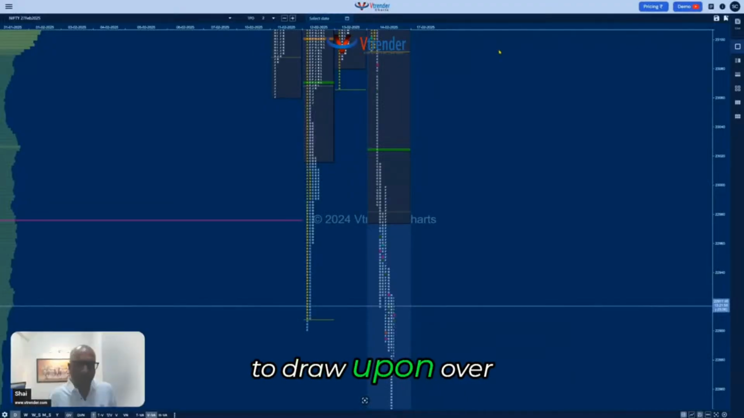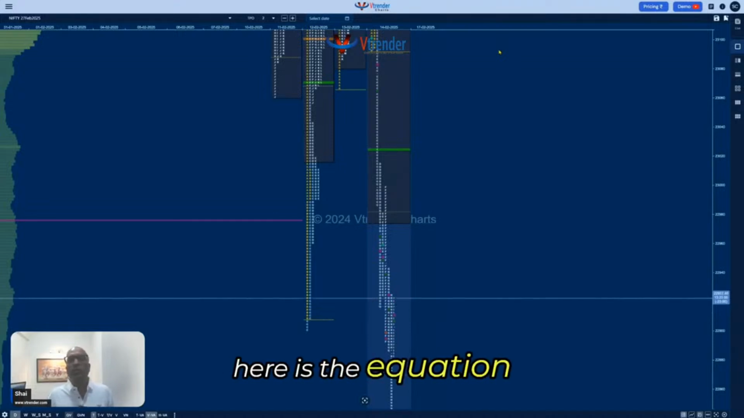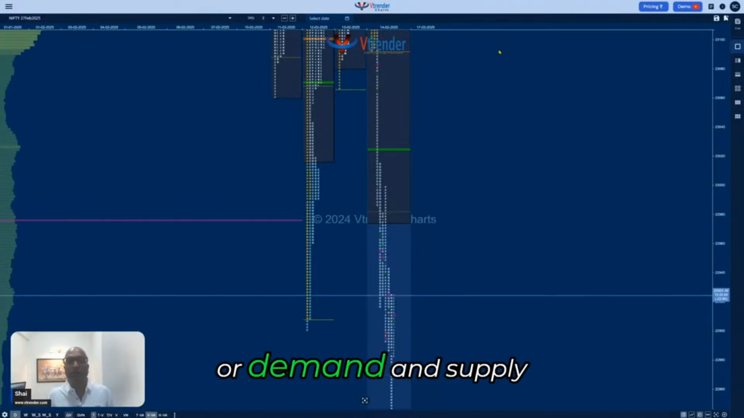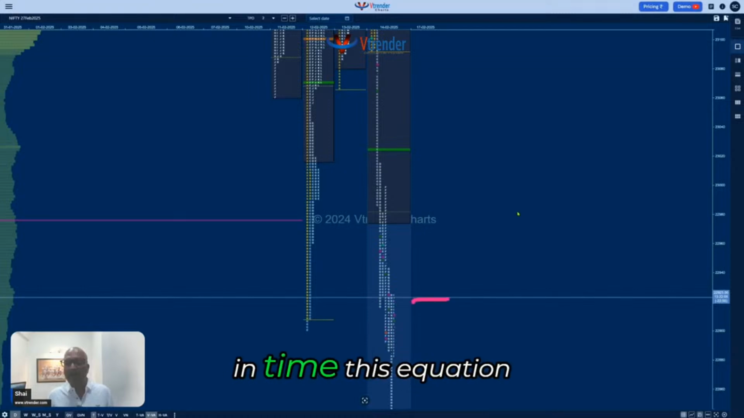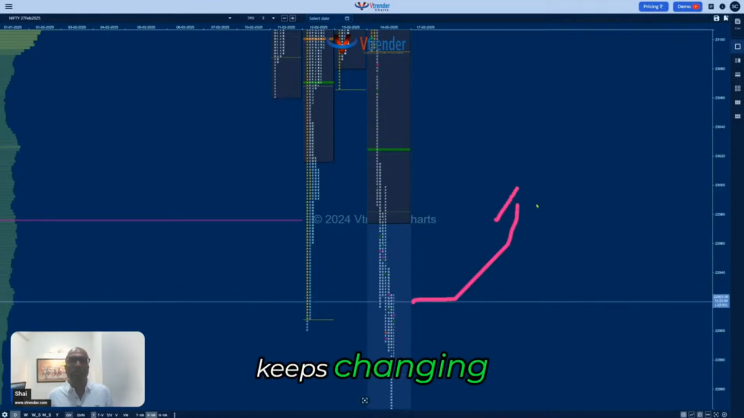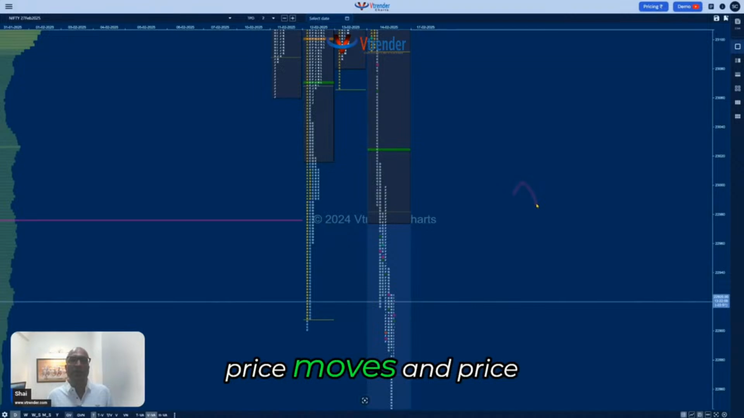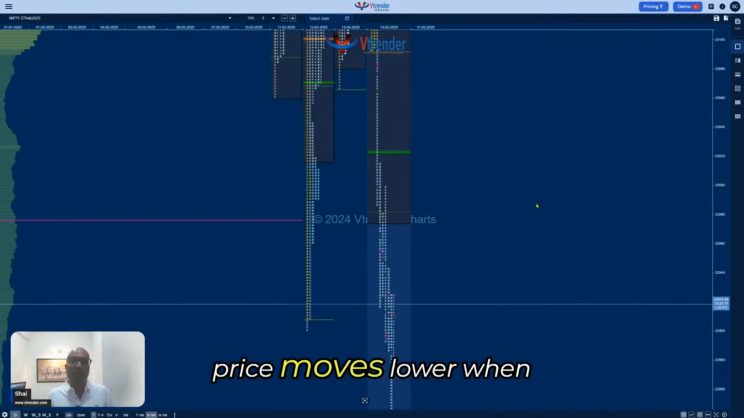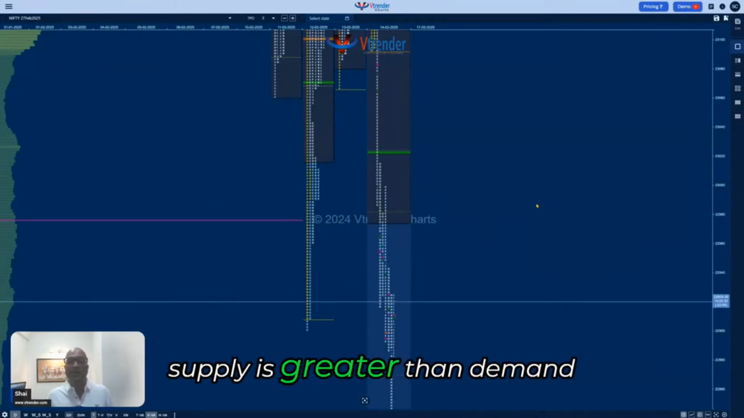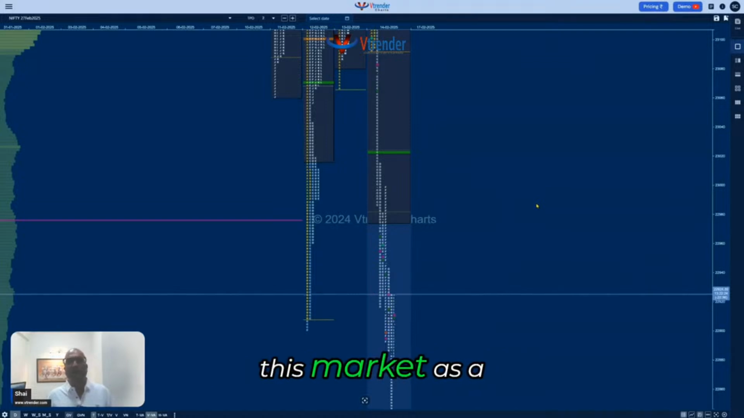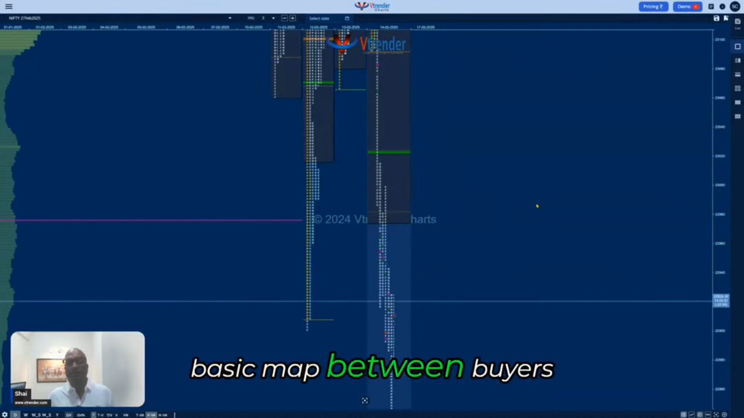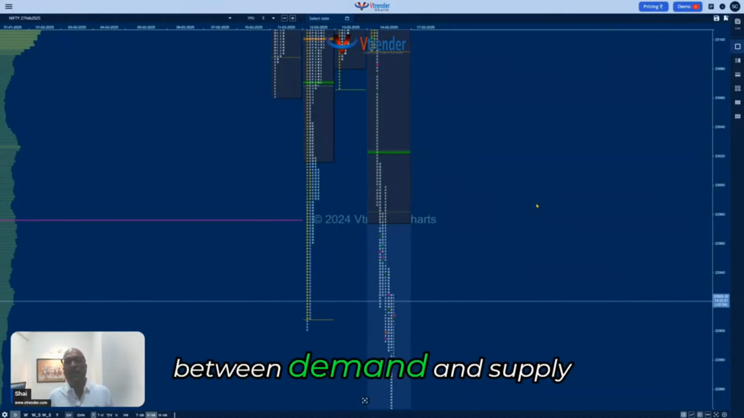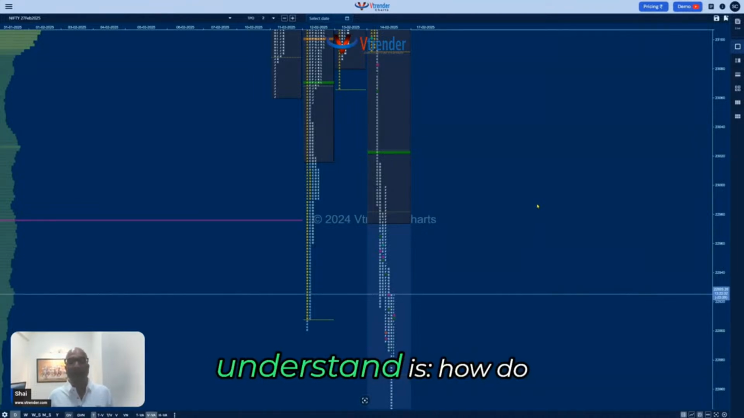But what I want to draw upon over here is the equation between buyers and sellers, or demand and supply. At every point in time, this equation keeps changing. And because it keeps changing, price moves. Price moves up only when demand is greater than supply. Price moves lower when supply is greater than demand. So once we understand this market as a basic math between buyers and sellers, between demand and supply, what we have to understand is how do we track this demand and supply line.